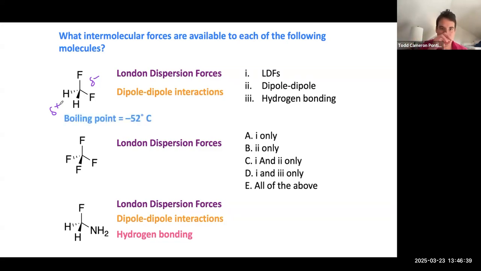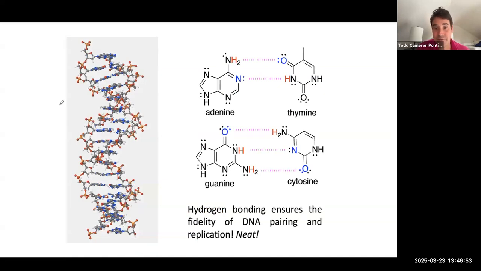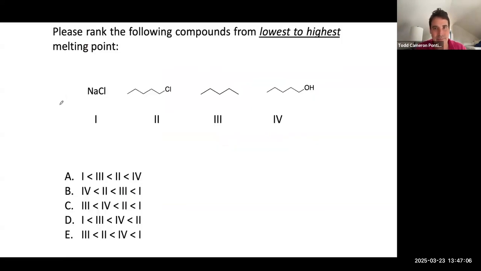Okay. And if we compare the boiling points of these, the first one is negative 52 degrees Celsius. The second one is negative 128 degrees Celsius. And that final one is 15 degrees Celsius, notably higher. It's because of that hydrogen bonding. Hydrogen bonding ensures the fidelity of DNA pairing and replication. Cool. So adenine and thymine make two hydrogen bonds, whereas guanine and cytosine make three, and that allows them to interact with each other when DNA replication occurs.